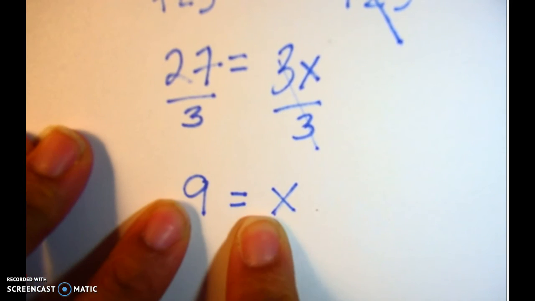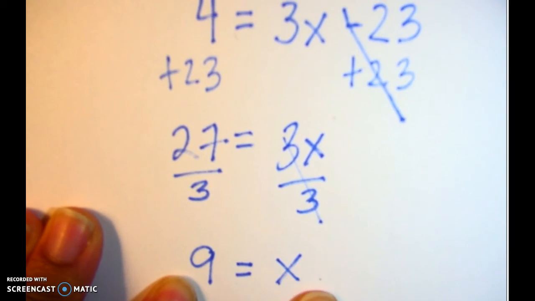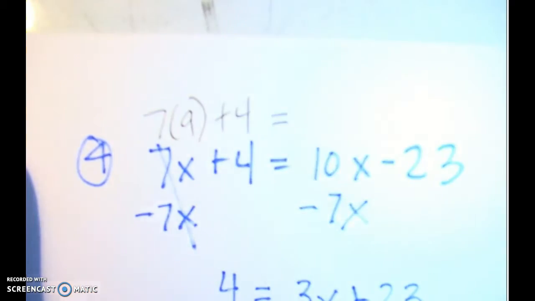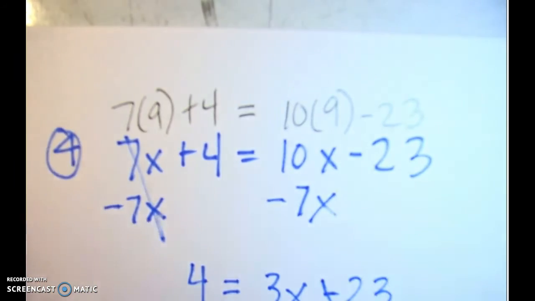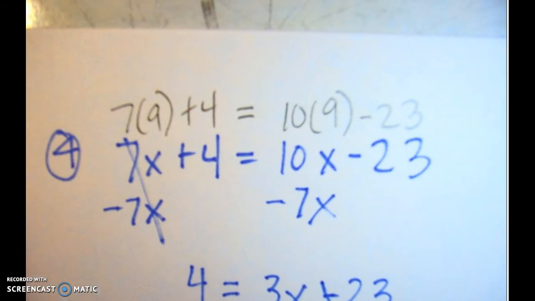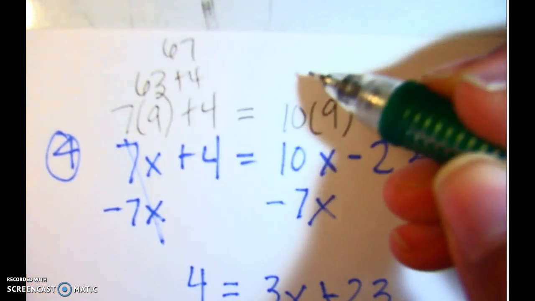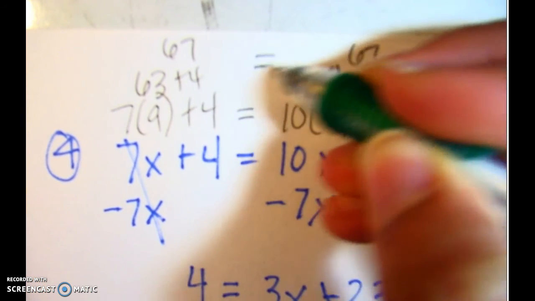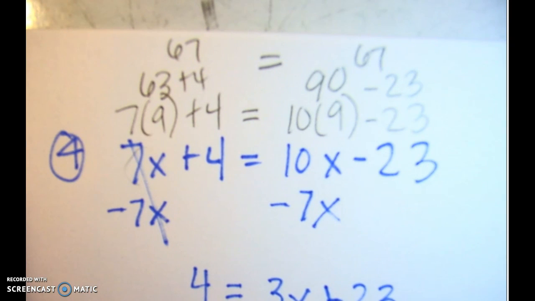And what this means is I can substitute 9 back in for x into the original equation, and these two sides should be equal to each other. So if I do 7 times 9 plus 4, that should be equal to 10 times 9 minus 23. And 7 times 9, 63, plus 4 is 67. And 10 times 9, 90, minus 23 is 67. So 9 makes these equal. When I substitute 9 for x, that makes that true, and that's what that means.